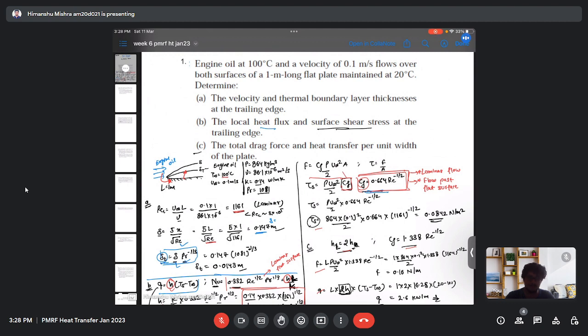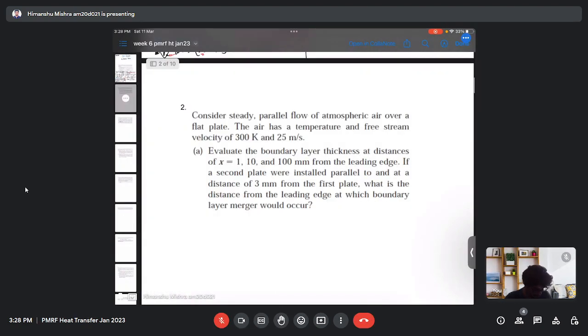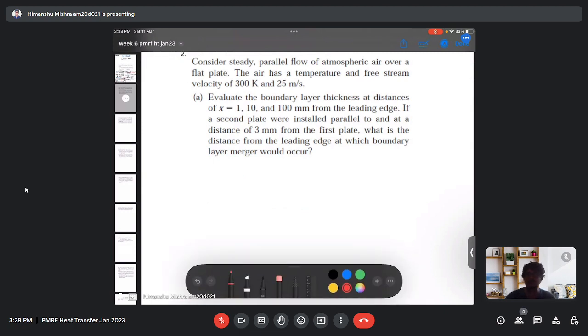Okay, so let's move to the next question. In the next question, consider steady parallel flow of atmospheric air over a flat plate. The air has a temperature and a free stream velocity of 300 Kelvin and 25 meter per second. Evaluate the boundary layer thickness at distance x equals 1, 10, 100 mm from the leading edge. If a second plate were installed parallel to and at a distance of 3 mm from the first plate, what is the distance from the leading edge at which the boundary layer merger will occur?